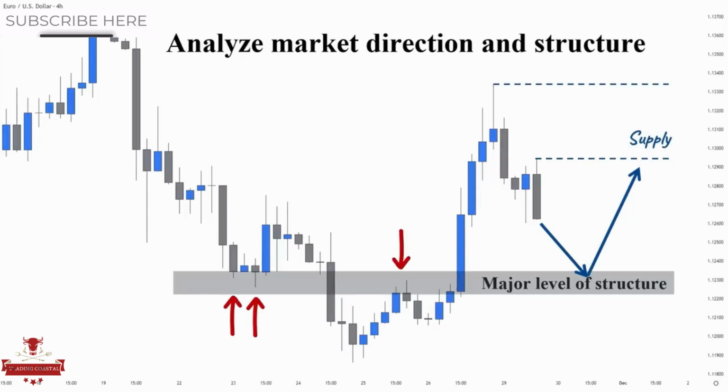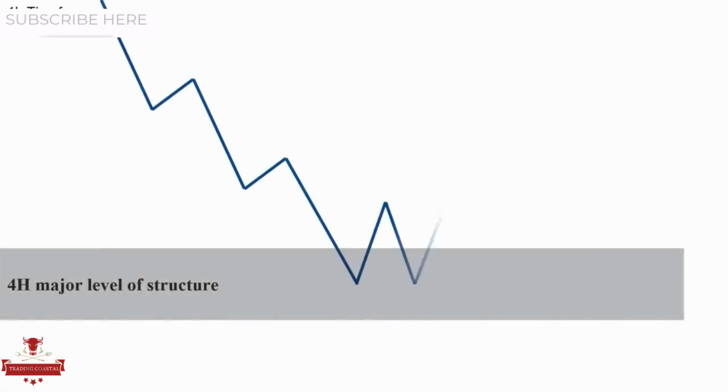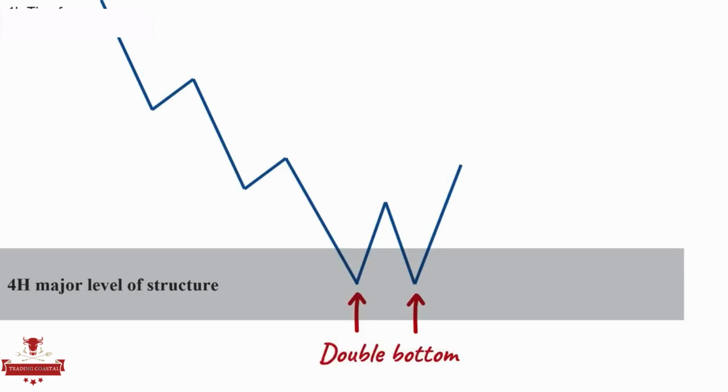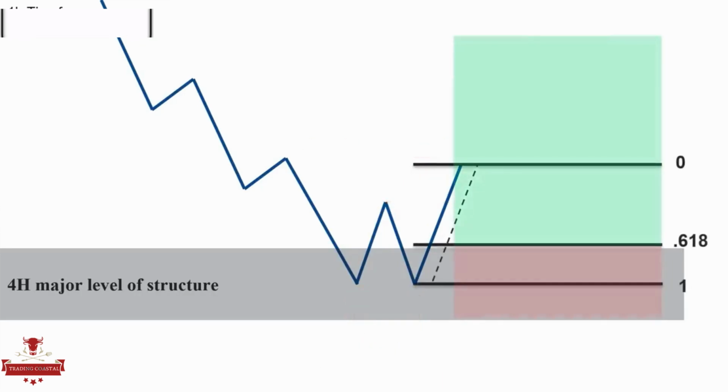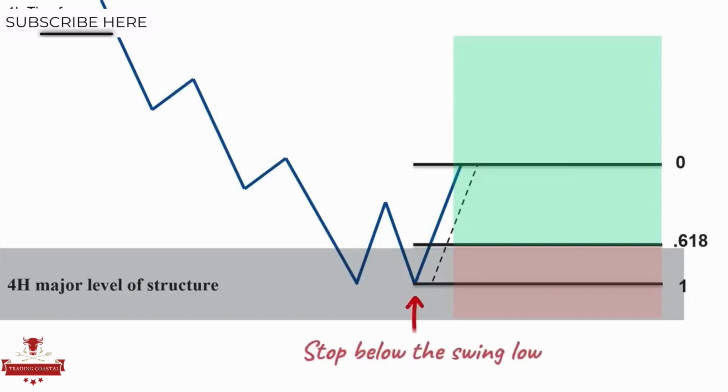Our next step would be to wait for the price to test the key level of structure and then zoom into a lower time frame to execute our trade. On the lower time frame, we will look for a valid double bottom pattern to indicate a potential reversal. Once the price breaks the neckline and completes the double bottom pattern, we will apply the retracement tool from the start of the move to the end and place our buying order precisely at the 618 retracement level. Our stop loss will be located below the swing low, and we will target the next level of market structure on the higher time frame.